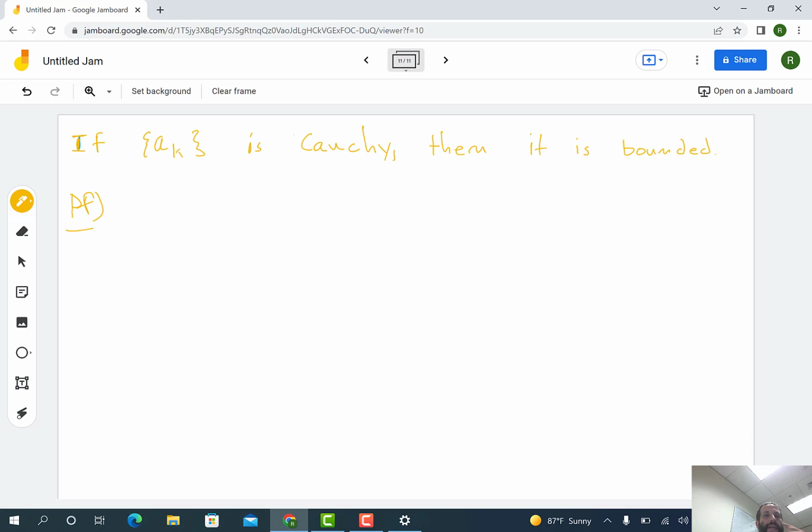Okay, so what's the idea here? Well, I just know eventually all of the a_k are close to each other. So if I look long enough down the sequence, the tail end, all of the a_k are going to be within one of each other. So if k is bigger than n, all of the a_k are going to be within one of each other. In particular, all of the a_k are going to be within one of a_{n+1}.